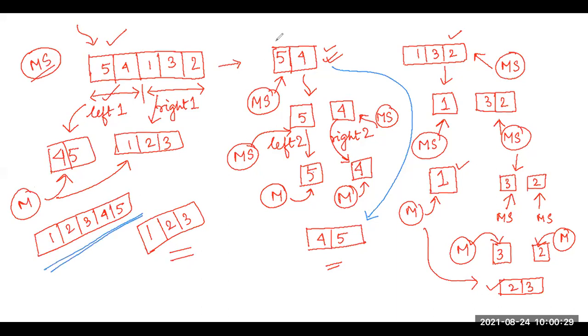So by calling the merge algorithm and by calling the merge sort algorithm again and again, wherever it was necessary, we will call the merge sort algorithm over and over again until we have a single element. Once I have a single element, then I can call the merge algorithm to combine the left part and the right part of the array. So this is the concept of divide and conquer.